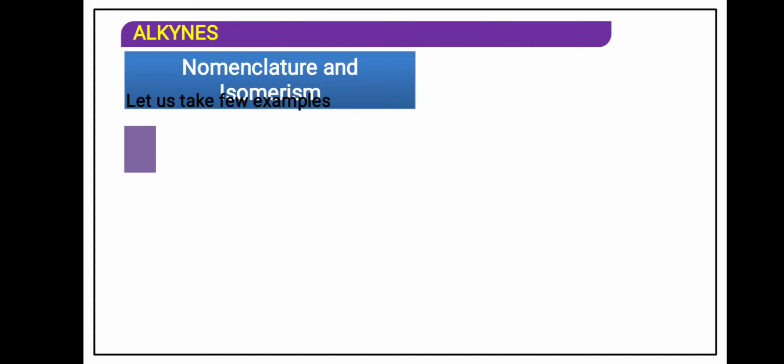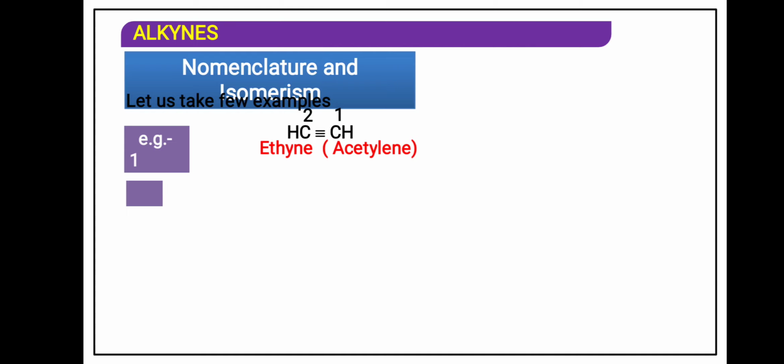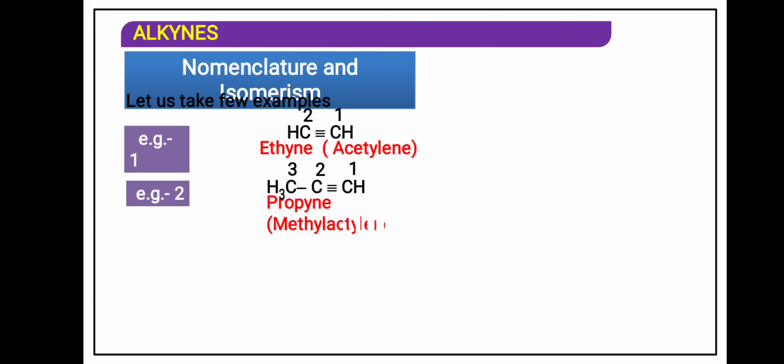Let's see. 1, 2. So no need to number ethyne, common name acetylene. 1, 2, 3. Propyne, or the common name will be methyl. The common name is actually a derived name. So in all the triple bond compounds, the word acetylene will be introduced. So it will be methyl acetylene, the common name.